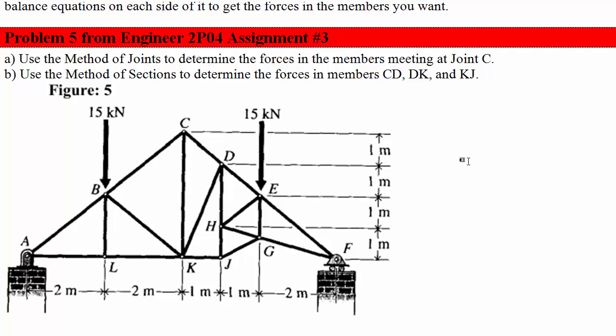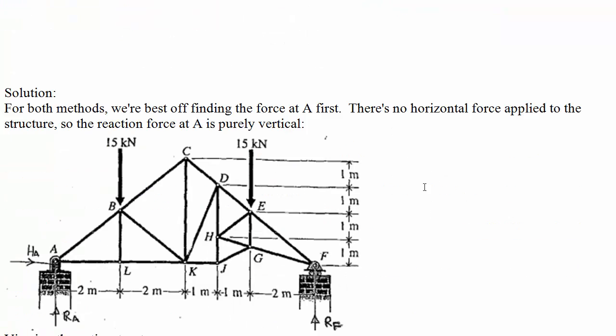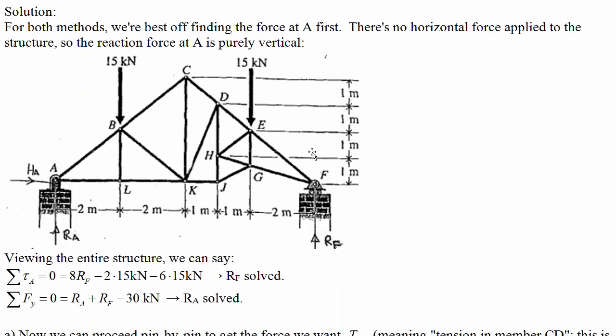Okay, you can solve the equations manually if you like, but you're going to save some time if you just type them into Maple, since that's what you're going to have on your test. So here's the solution to that. For both methods, the strategy to really speed things up is to once again look at the equilibrium of the entire truss to figure out what the reaction forces are.